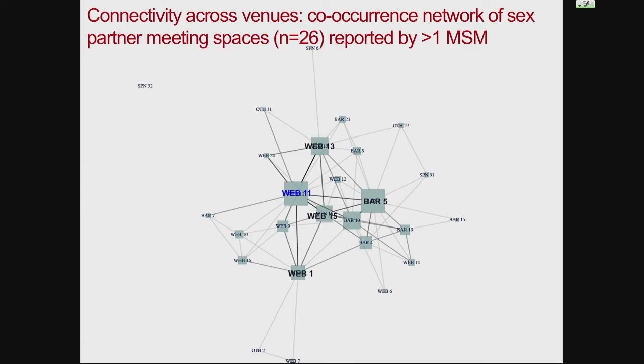What also showed up was that there was actually a very tight cluster when we looked at betweenness of web 11 with web 13, bar 5, bar 15, and web 1. So 5 venues were clustered in terms of this betweenness measure.